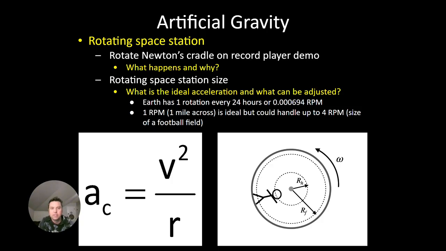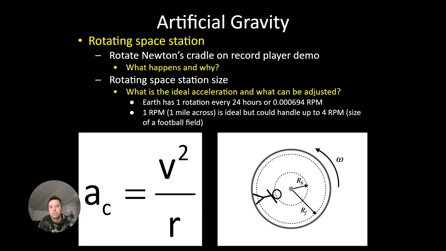What is the ideal acceleration and what can be adjusted? So here's where it becomes a problem. Earth has one, so why don't we just do that? Well, one rotation on Earth is 24 hours, right? It takes 24 hours for Earth to rotate. That's a rotation. That's an RPM, rotations per minute. It's not even one rotation per minute. It's 0.006. That's for the Earth.